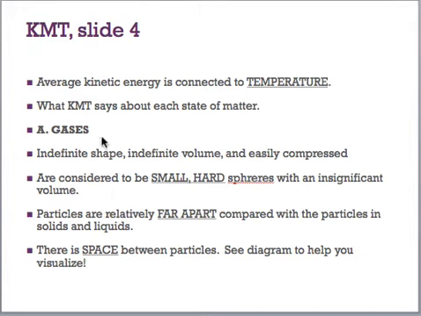Video 4, and what we're going to do is just look at gases from a kinetic molecular theory. A couple of things you already know about gases, but just to formally review, they have an indefinite shape, which means obviously their shape can change. They have an indefinite volume. You can make them be bigger or smaller. And part of that is that they're very easily compressible.